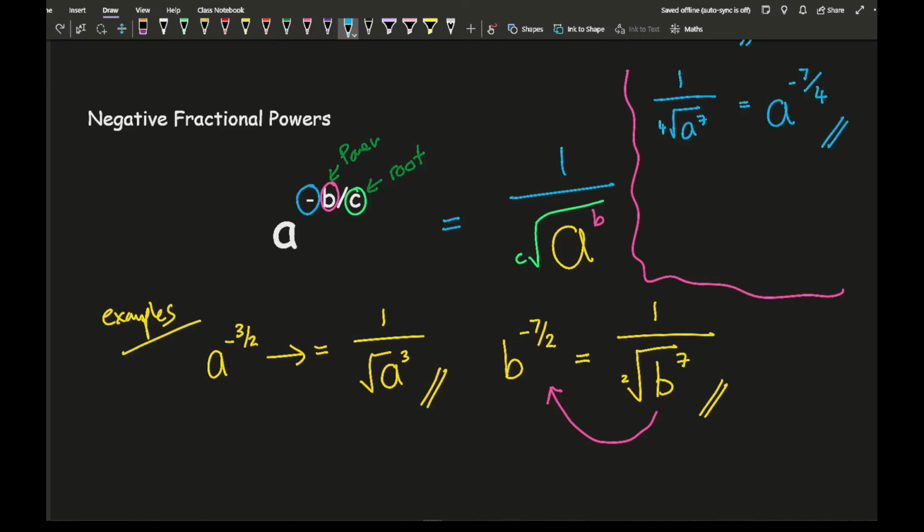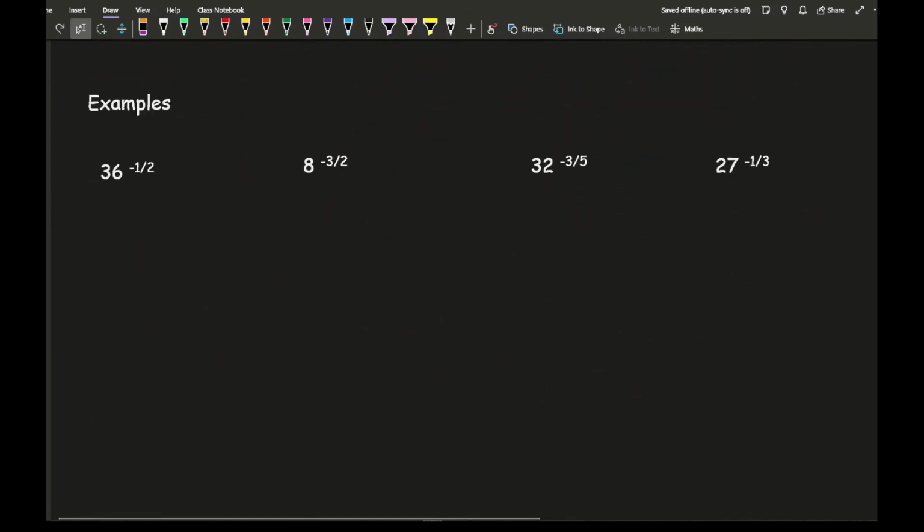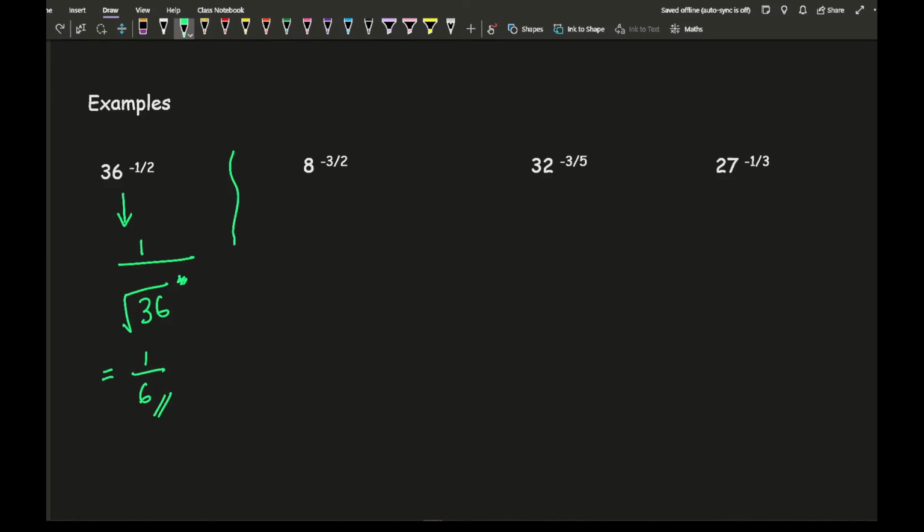So it's about not just working one way. Sometimes you may get questions that require you to work in the opposite direction as well. So let's have a look at these examples and try to explain what they mean. With this first one, let's start by writing what it is. The minus means 1 over. I've got a base number of 36. Now I've tackled the minus, so there's a root of 2, so it's going to be square rooted, and I've got a power of 1. Working this out, 36 to the power of 1 is just itself. The square root of 36 is 6, so the final answer is just going to be 1 over 6.